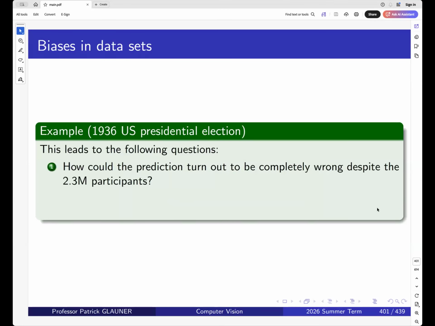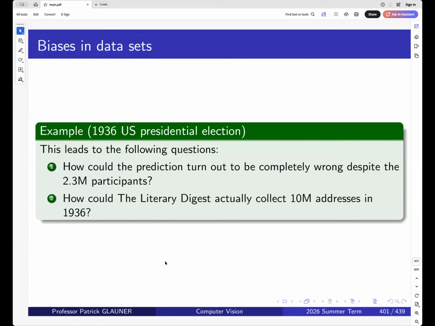If you feel surprised that this went wrong despite 2.3 million participants, maybe send some reaction, because I already saw some surprised reactions here in the chat. So this was really big data, and it still went wrong despite the big data. So how could this go wrong?